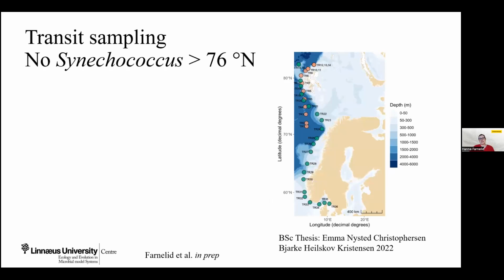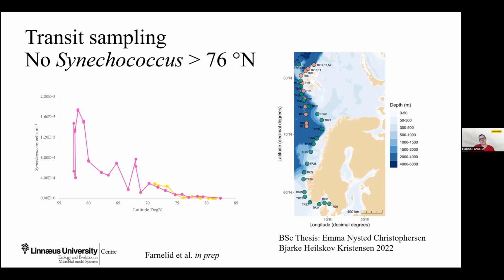We did a transit sampling from Helsingborg up to north of Svalbard, and we found that north of 76 degrees north, Synechococcus were completely absent. This was both in the molecular data set and flow cytometry. So we found no evidence of increasing Synechococcus in the Arctic yet.